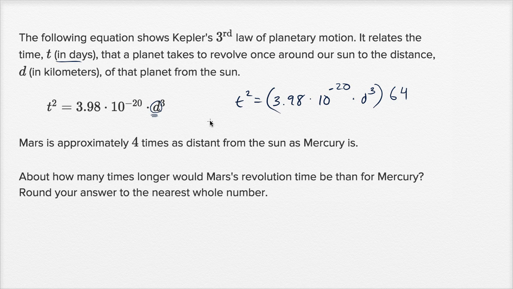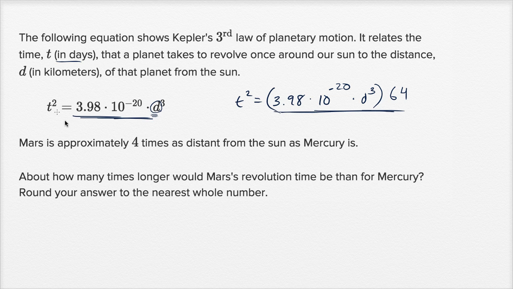Now, we have to be careful here. We might say, hey, look, this expression on the right side is 64 times this expression right over here. When we increased d by a factor of 4, the right side becomes 64 times as big, because if this becomes 4d, then this becomes 64d to the third, which we saw right over there. But on the left-hand side, you have a t squared.